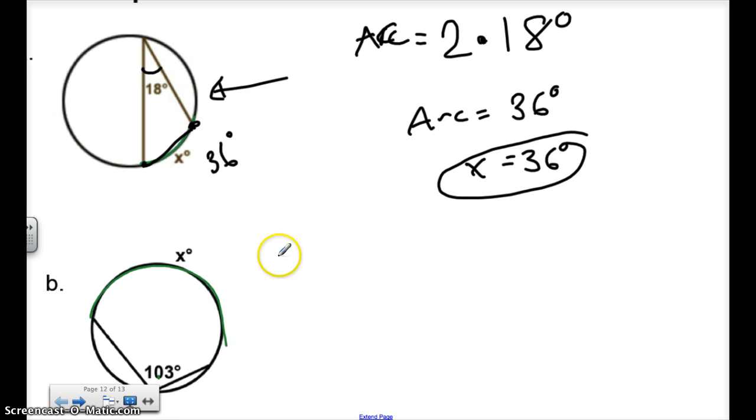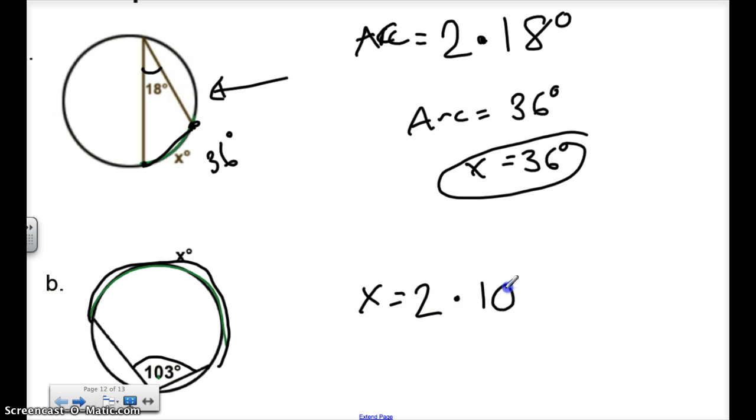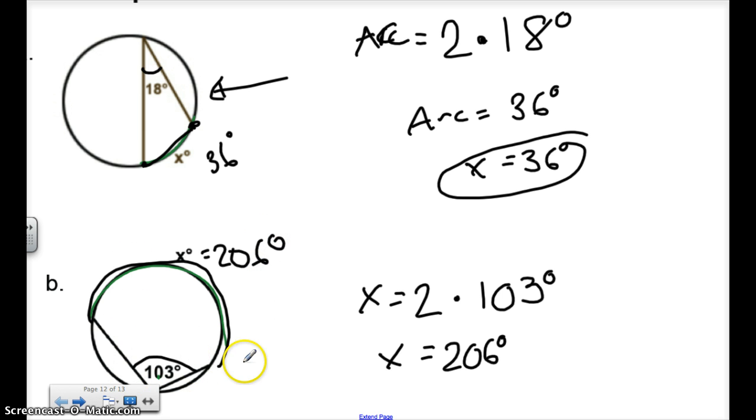Let's look at the second one. Once again, we know that our inscribed angle is 103 degrees. To find out what the arc is, that's this whole thing right here, to find x, we just know that x, which is our arc, is equal to 2 times the inscribed angle. So if we double our inscribed angle, 2 times 103 would be 206 degrees. So our intercepted arc is equal to 206. Pretty straightforward, right? You just double what your inscribed angle is, and that will tell you what your intercepted arc is.